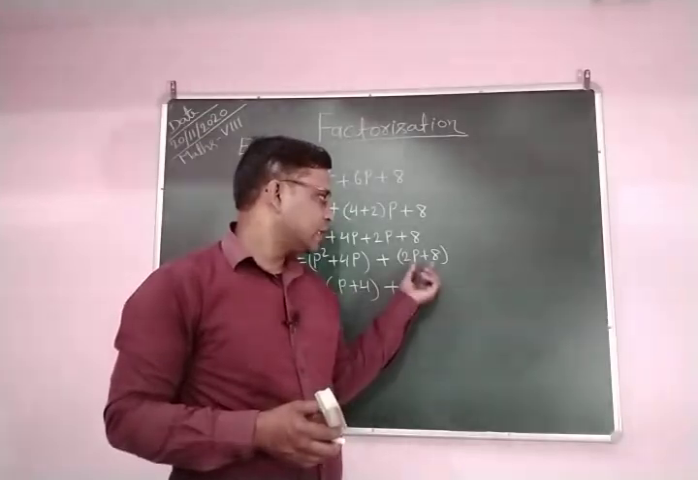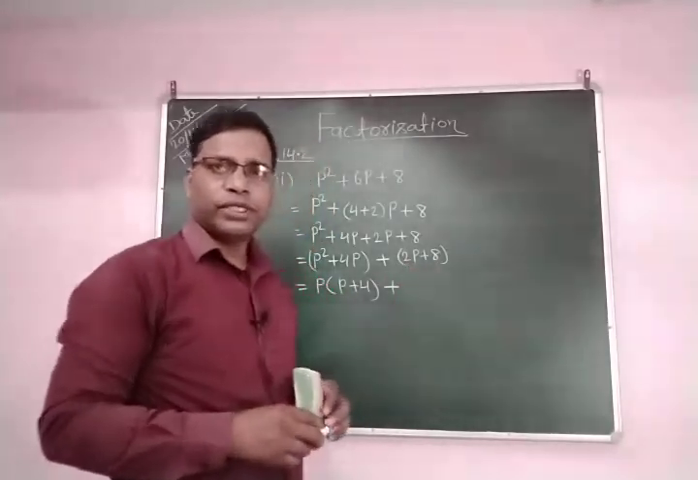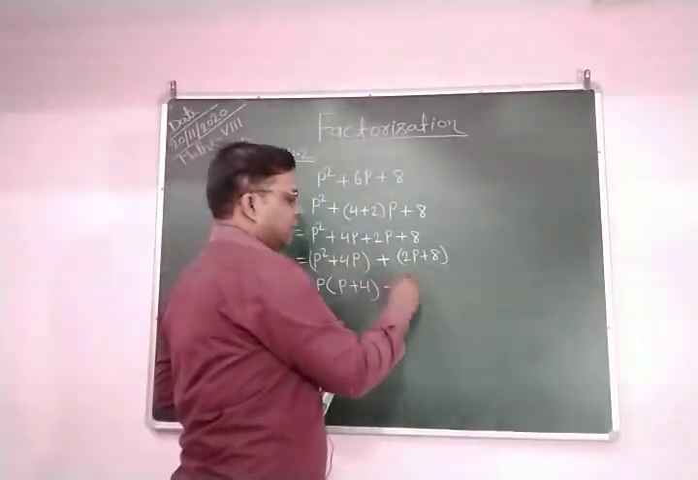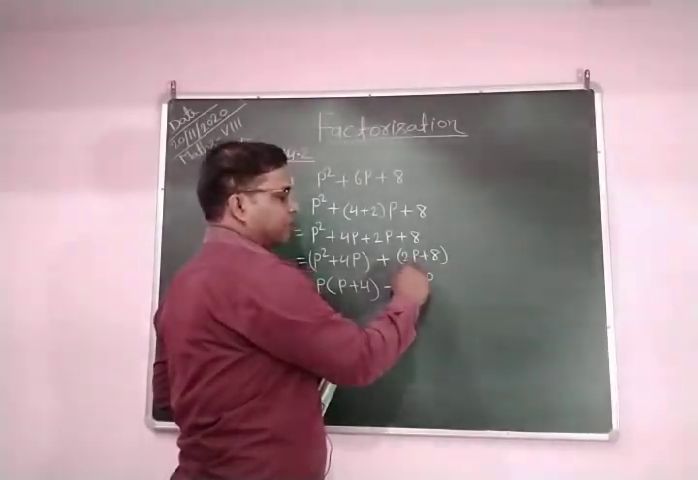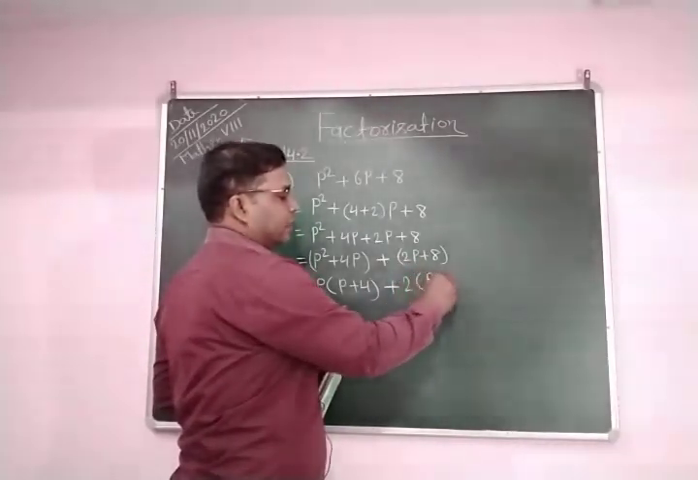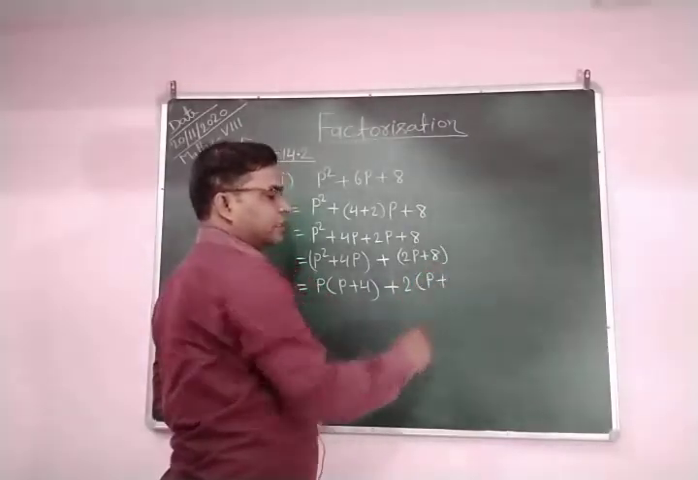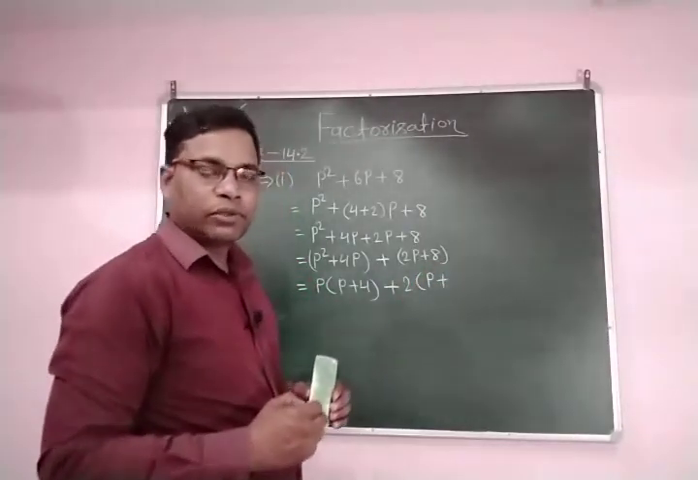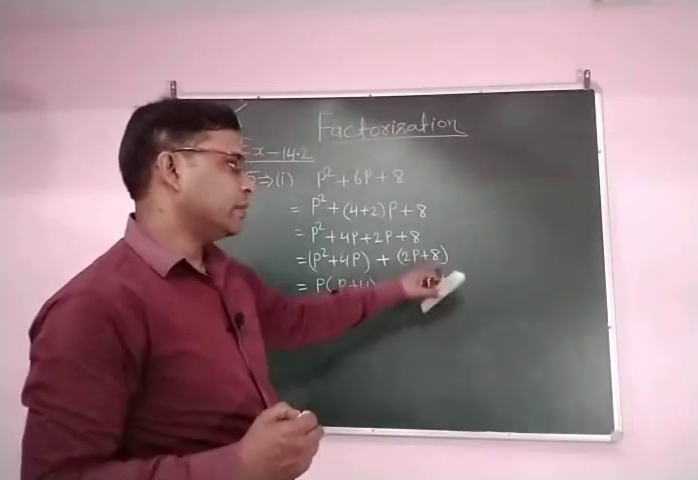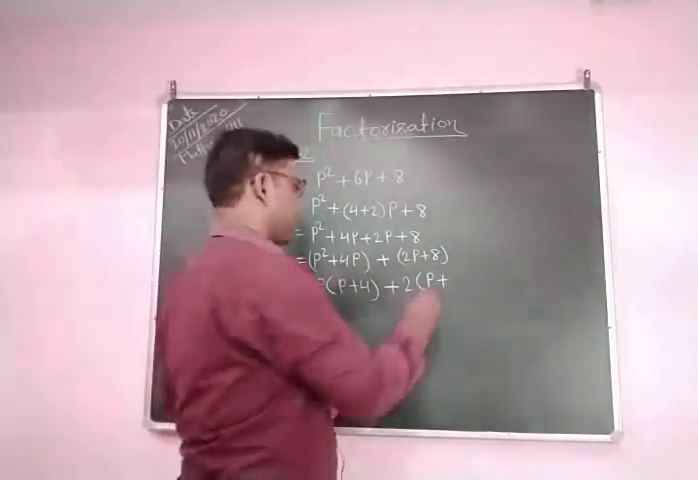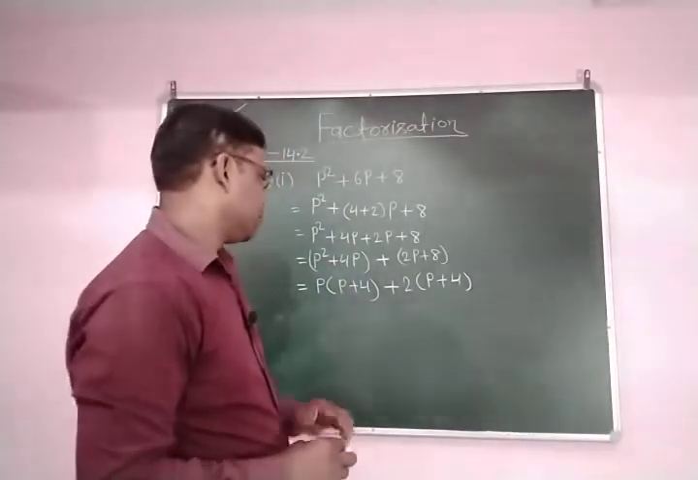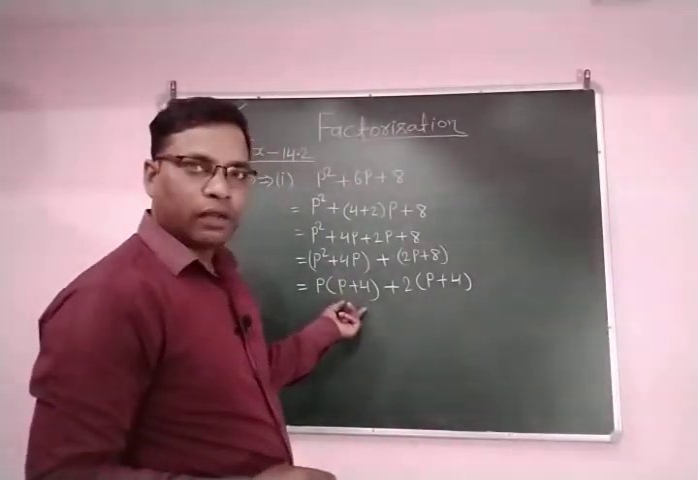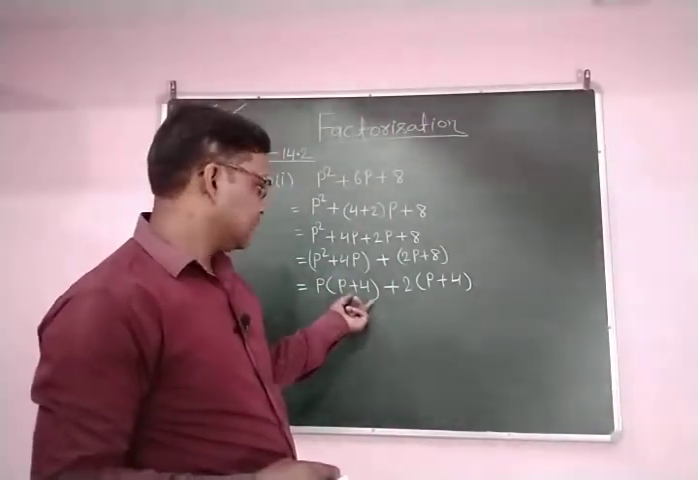So you can take 2 common in the second group, then we obtain p after taking 2 common, and in the last term, 8, when we take 2 common from 8, you obtain 4. Clear? So students, I hope all of you understood these steps.